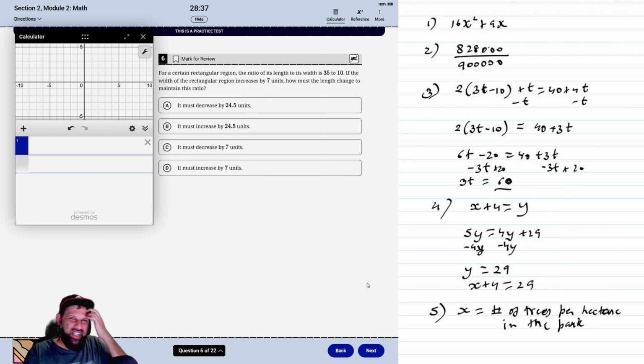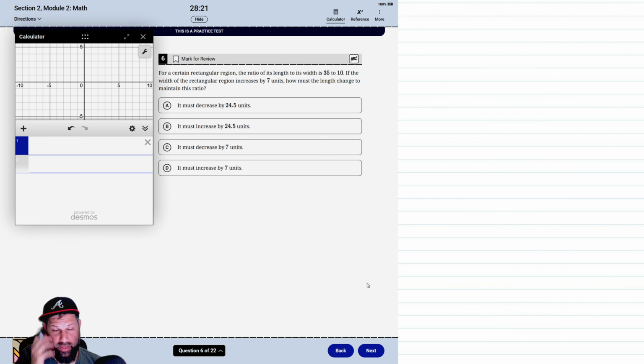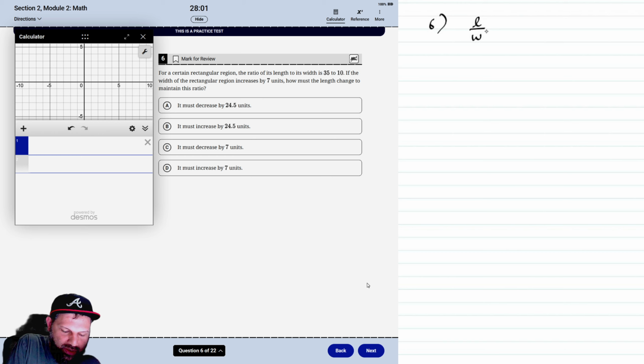Number 6, for a certain rectangular region, the ratio of its length to its width is 35 to 10. If the width of the rectangular region increases by 7 units, how must the length change to maintain this ratio? All right, this one looks a bit challenging, so let's try to solve this. Here we have that the ratio of length to width is 35 to 10. So let's call the length of the original rectangle L, and the width is W, and the ratio of that is 35 over 10.